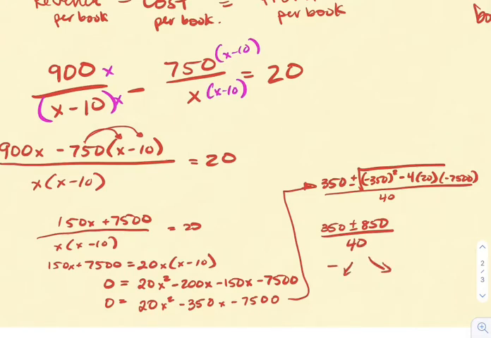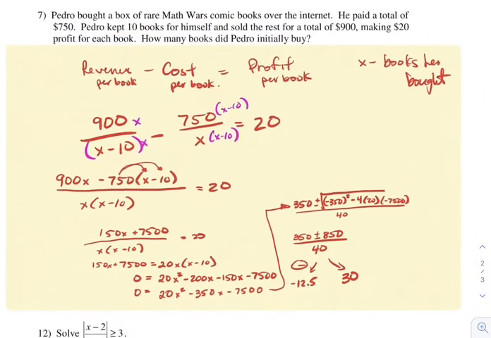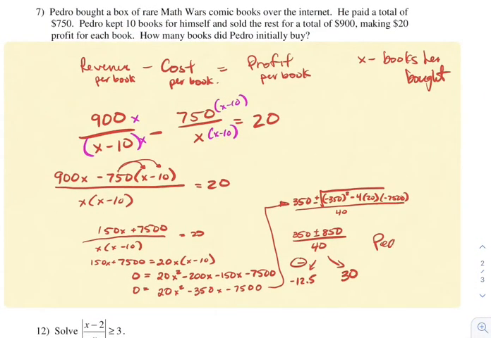I know that the negative one's not going to apply because when I subtract across the top, I'm going to get a negative number. Then a negative number divided by 40 is going to be a negative. Just to show you, 350 take away 850 is negative 500 divided by 40. We get negative 12.5. He couldn't have bought negative 12.5 books. So I'm going to have to try the other one. That's the addition one, 350 plus 850. That gives us 1,200 divided by 40 tells me he bought 30 books. So that's our answer to this one. Pedro bought 30 books.